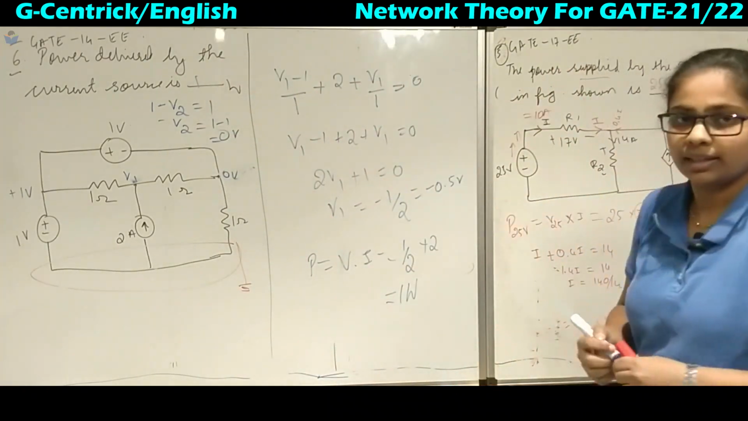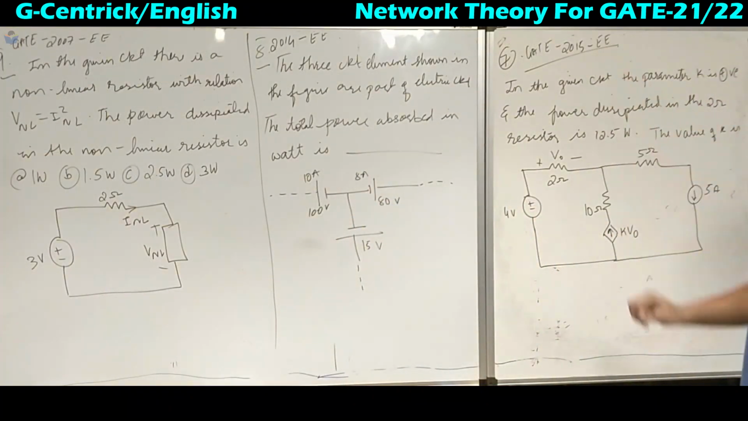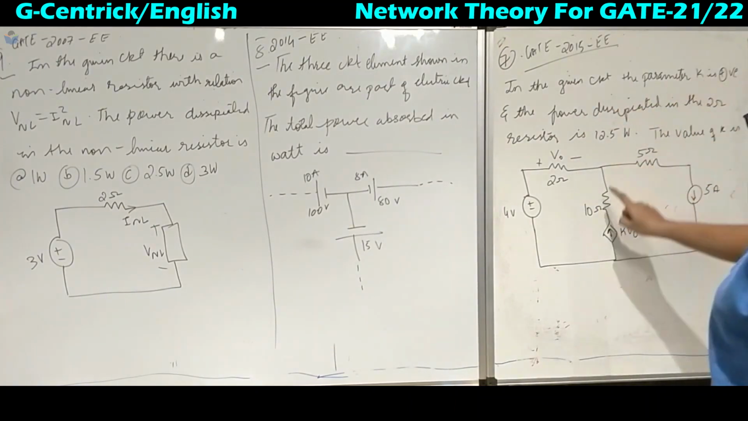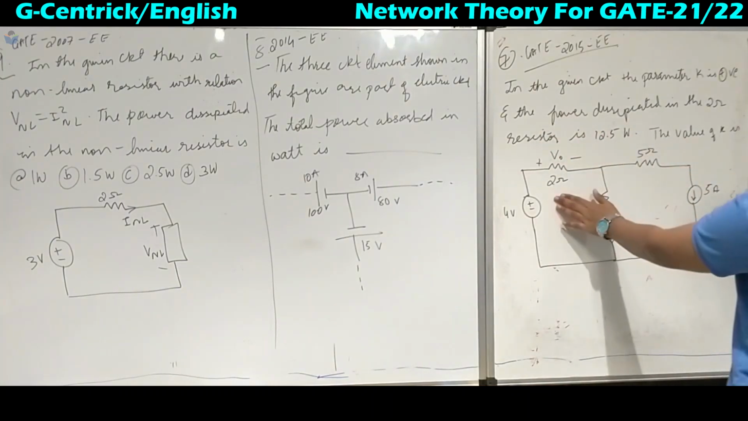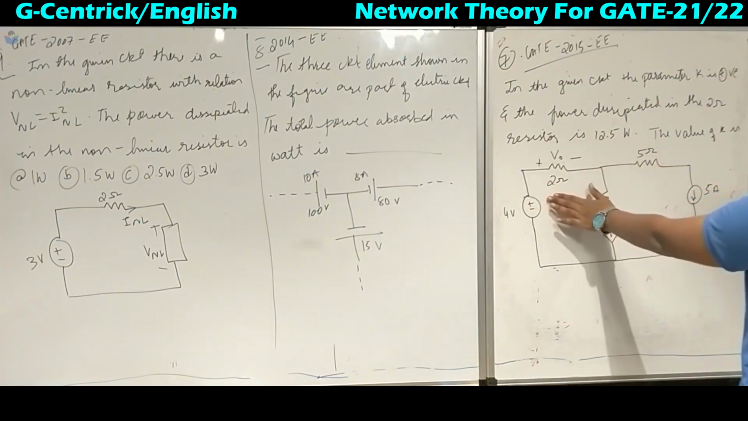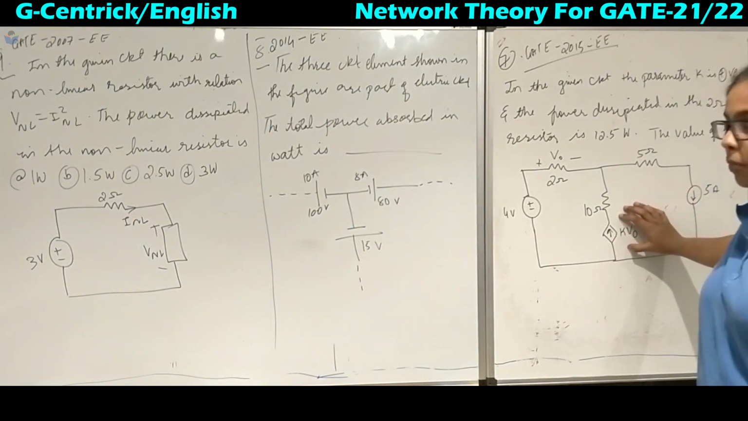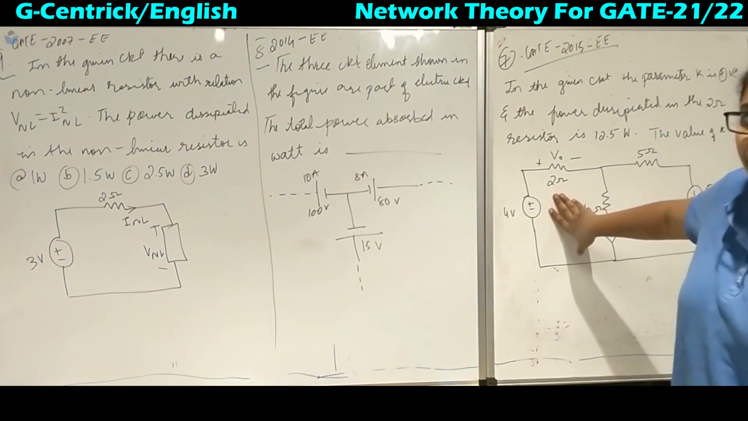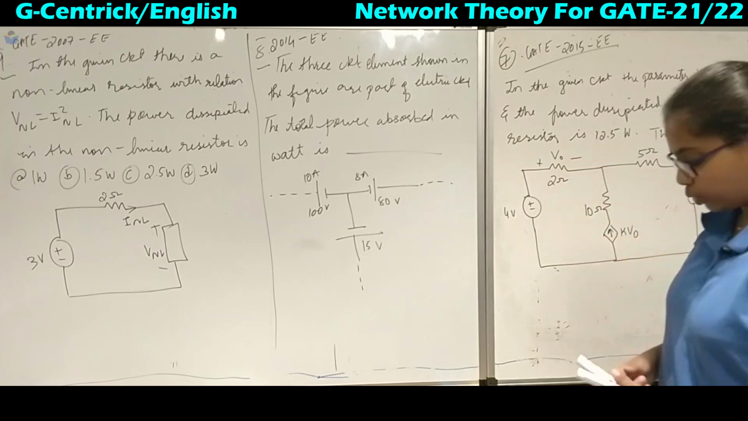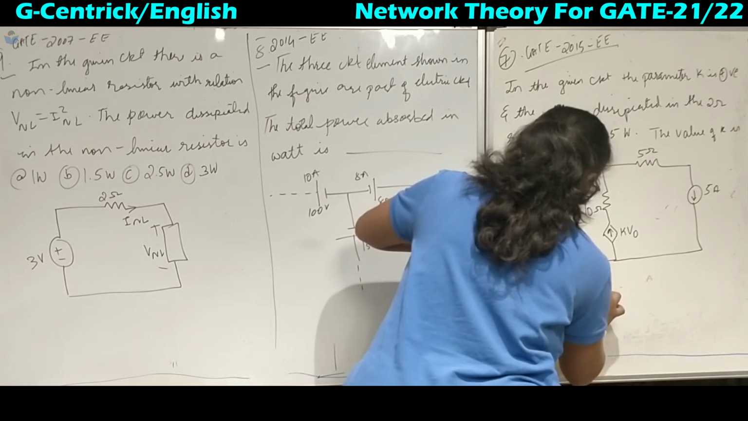So we will move on to the next question, question number 7. Coming to question number 7, which was asked in 2015 GATE in electrical branch. So in the given circuit, the parameter K is positive and the power dissipated in the 2 ohm resistor is 12.5 watts. So we have to find the value of K, which is a positive value, and they have given one more clue, that is the power across this 2 ohm resistor is 12.5 watts.